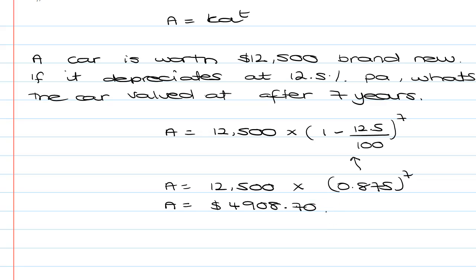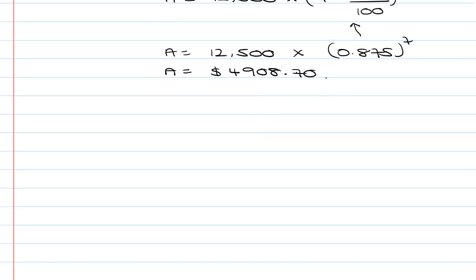So the way we came up with this formula is we looked at the growth factor, this growth rate here, or this decay rate here, which is a. And when we're depreciating, a becomes 1 minus that percent.